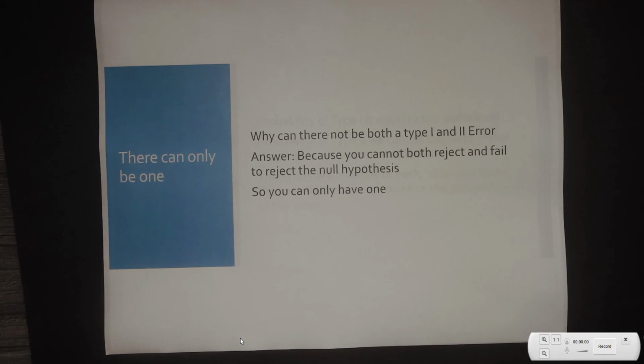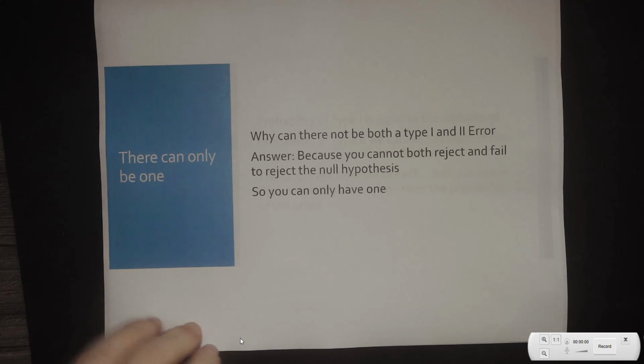I don't really do question 4 anymore, because people have a hard time coming up with stuff. There can only be 1. Why can there not be both a type 1 and a type 2 error? The reason is because you cannot both reject and fail to reject the null hypothesis. So you can only have 1, just like the Highlander. There can only be 1.